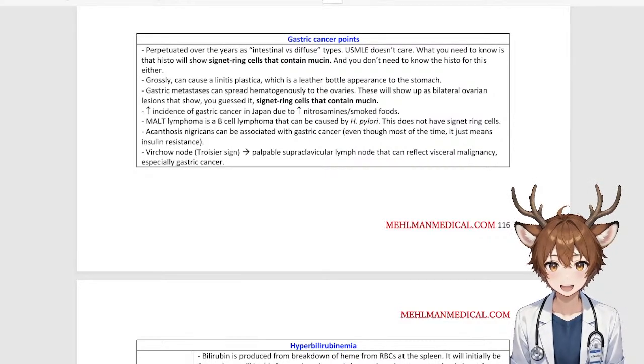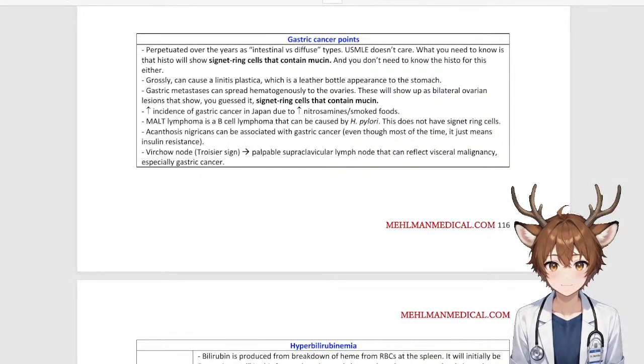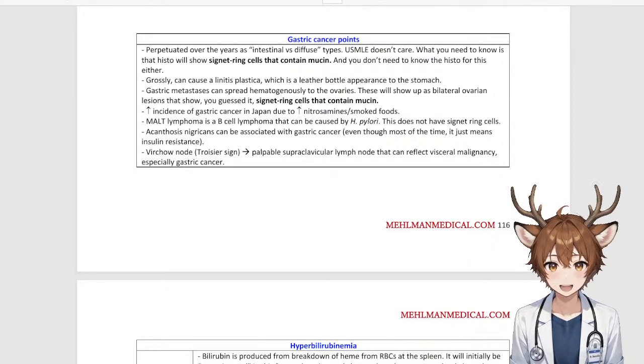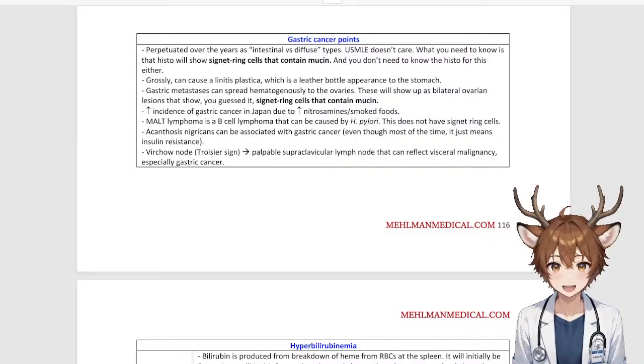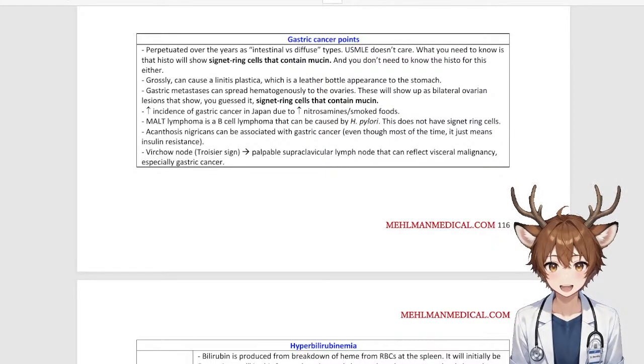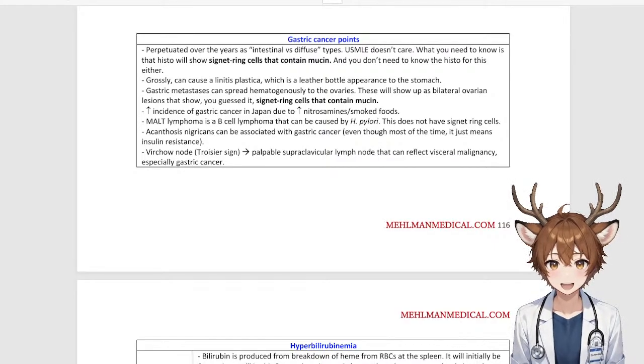Increased incidence of gastric cancer in Japan is due to the increase in nitrosamine and smoked foods. MALToma is a B-cell lymphoma that can be caused by H. pylori. This does not have signet ring cells. Acanthosis nigricans can be associated with gastric cancer, even though most of the time it just means insulin resistance.